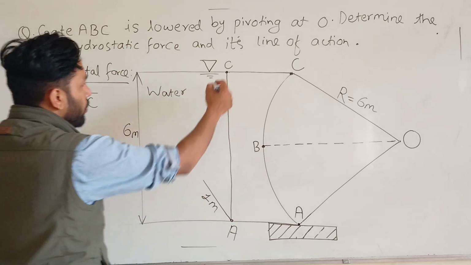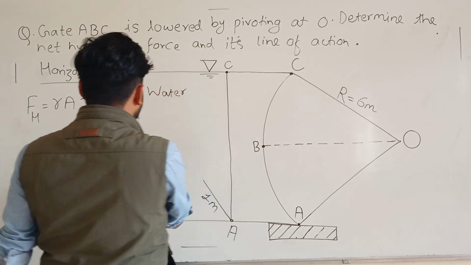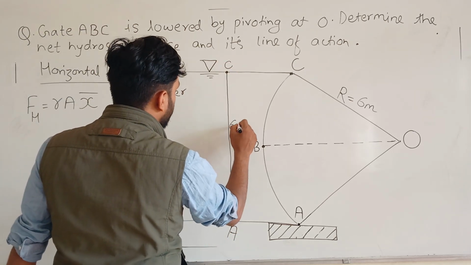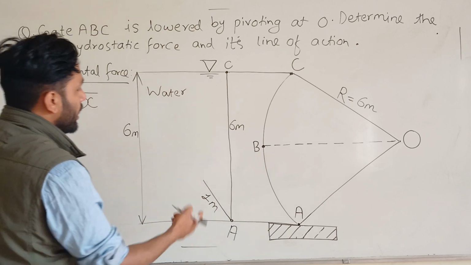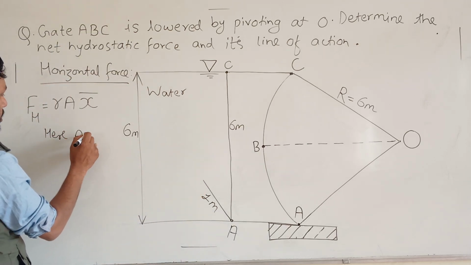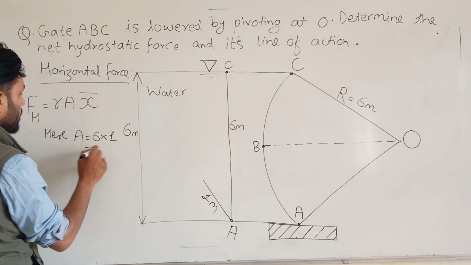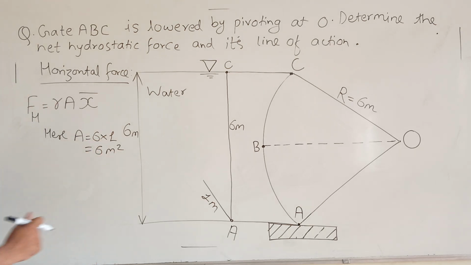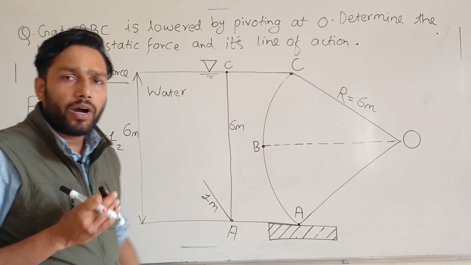So okay, how much is this one? This is given here. This is 6 meter. The depth of water is given here, 6 meter. So the area is gonna be 6 into 1. That is 6 meter square. The area is 6 meter square, and what is the x bar?